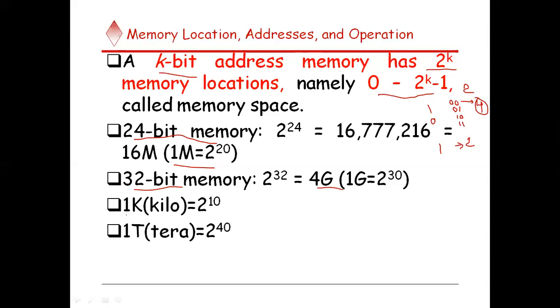Or if your system has 1k, among the other terms we will be mentioning, 1k is 2 raised to 10, and 1 terabyte is called 2 raised to 40. So maybe you are already familiar. This 2 raised to 10 is kilo, 2 raised to 20 is million, 2 raised to 30 is called gigabytes, and 2 raised to 40 is called terabytes of memory.